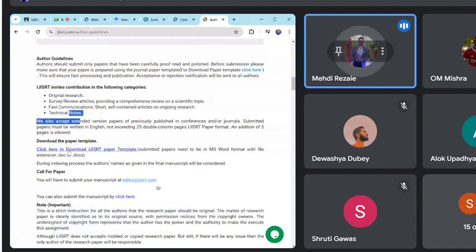Yes, and then this is the important thing. That is the template. Okay, if you open up the template, this will actually show you how you should write your introduction and things like that. Okay.